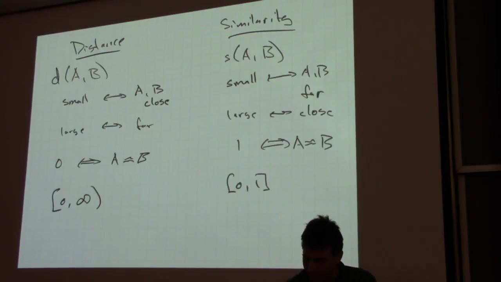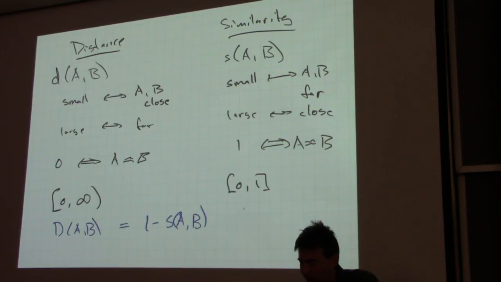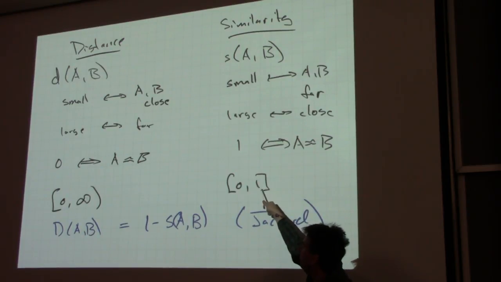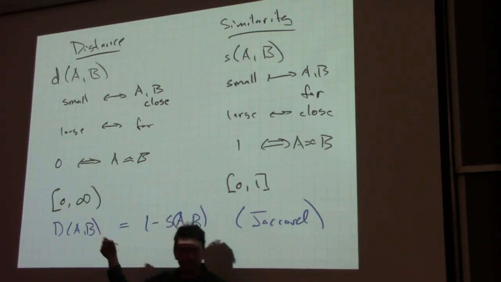There are typical ways of moving between these. If I have a similarity, I can often define the distance in one of two ways. Either 1 minus the similarity of A and B. In the case of Jaccard, this is going to make sense, in the setting where the similarity is between 0 and 1. Then the distance would also be between 0 and 1.